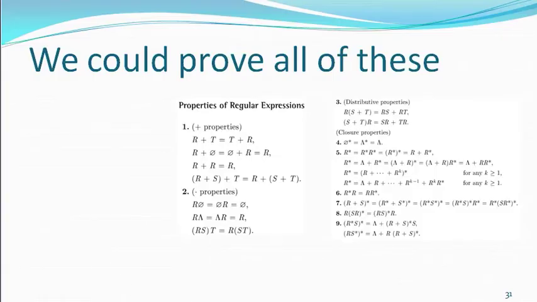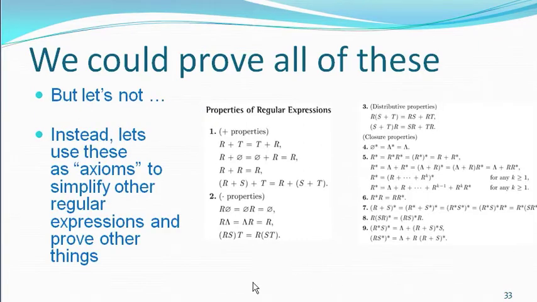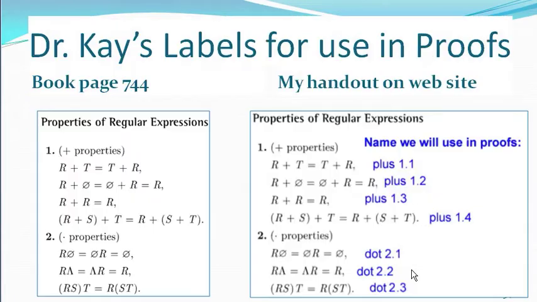Now, for sure, we could prove all of these things. We could go through and prove every single one of these properties, but let's not. What I'm more interested in doing is using these as axioms to do things like take a regular expression and simplify it, or to prove other things. And when we do that, here's what the book looks like. The book just has these properties of regular expressions, and it numbers them.